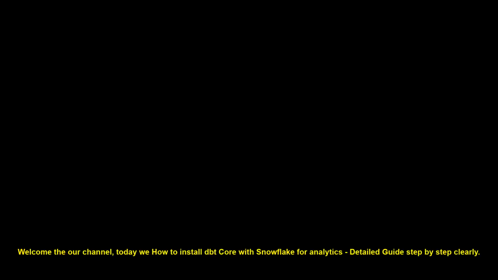clearly. Begin by ensuring you have Python installed on your machine. Visit the official Python website for the latest version. Download the appropriate installer for your operating system. Run the installer and follow the on-screen instructions to complete the installation. Open your terminal or command prompt. To verify the installation, type python --version and hit enter.